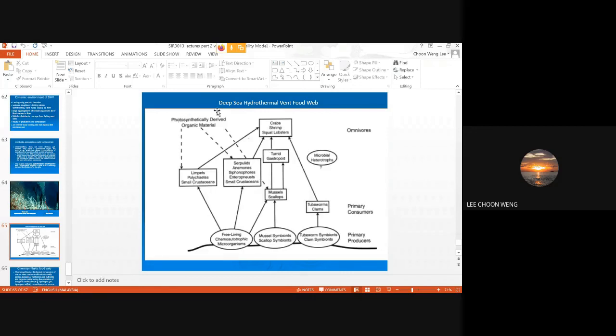But you see here you have photosynthetically derived organic material. So these are actually sinking detritus from the surface. Photosynthesis is actively carried out in the surface waters. And then these phytoplankton, copepods, and other organisms will all die and sink. Okay, so sometimes it will support other organisms when they sink to the bottom of the sea.